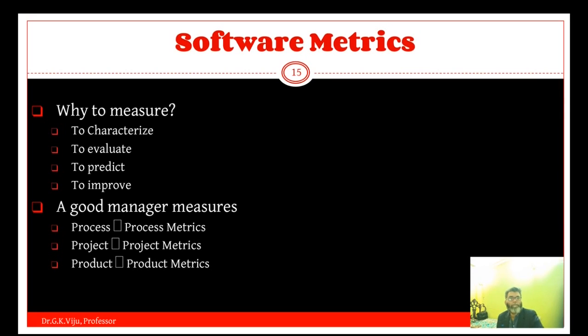Software metrics. A software metric is a measure of software characteristics which are measurable or countable. Software metrics are valuable for many reasons, including measuring software performance, planning work items, measuring productivity, and many other uses. Why to measure? To characterize, to evaluate, to predict, and to improve. A good manager measures process, that is process metrics, project, that is project metrics, and product, that is product metrics.